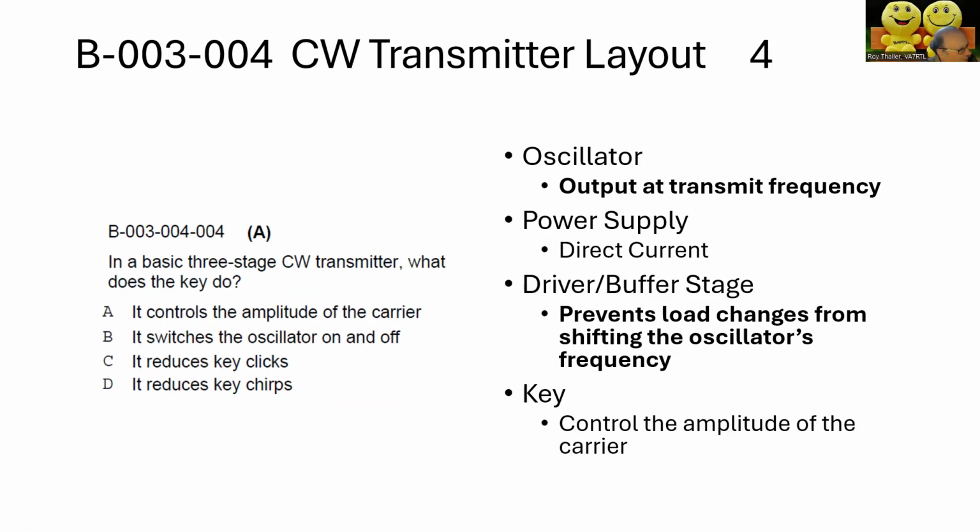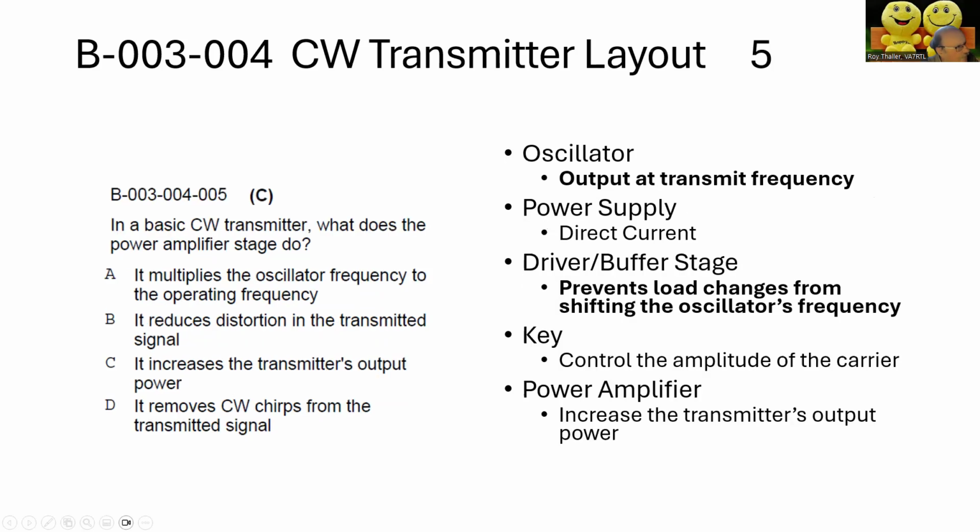In the basic three-stage CW transmitter, what does the key do? So the key controls the amplitude of the carrier. So when you press the key down, it turns on the carrier and sends out the carrier.